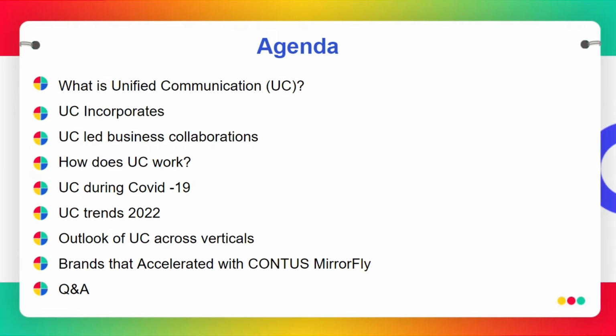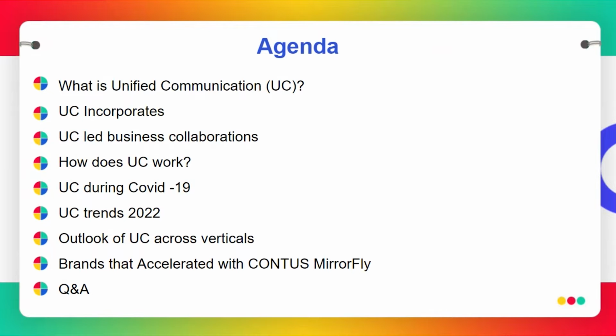And finally, our brand CONTUS MirrorFly: how CONTUS's chatting, instant messaging, as well as voice and video calls helped a lot of clients during COVID as well as over the past 4 years in the business, how our MirrorFly instant messaging and voice solutions helped, and what are the significant features available in MirrorFly. That is what we are going to discuss in today's session.